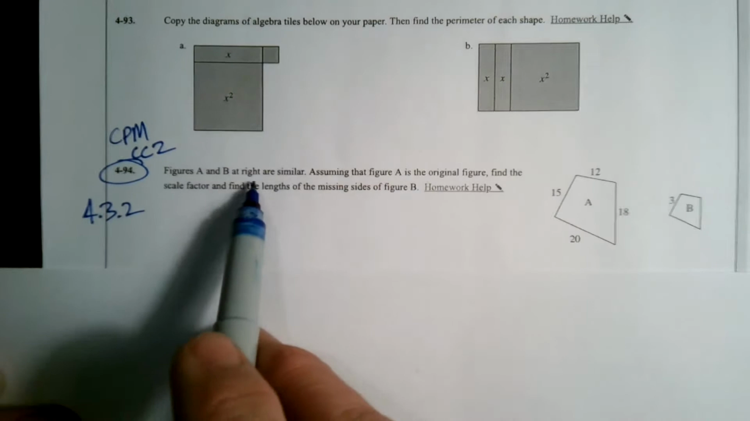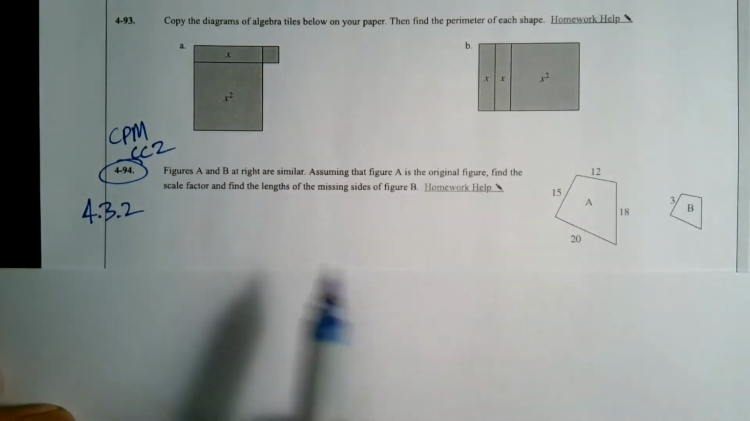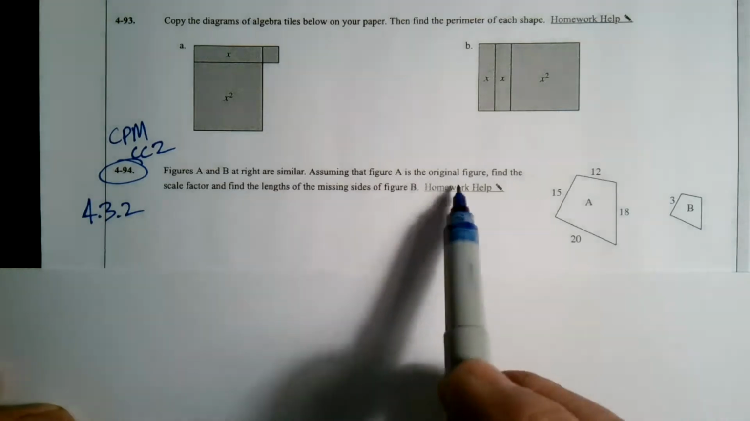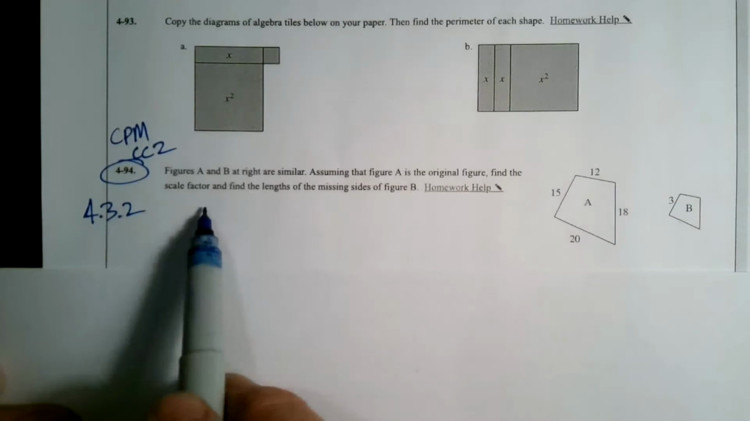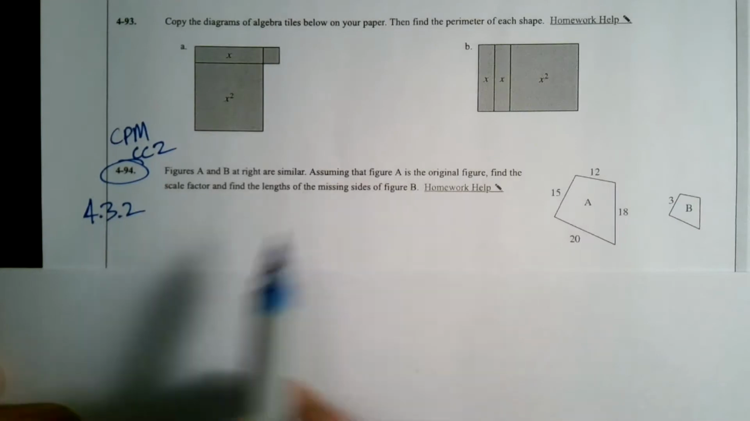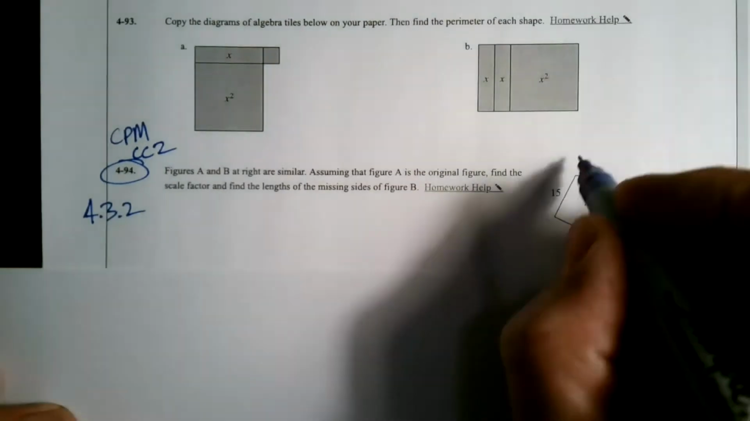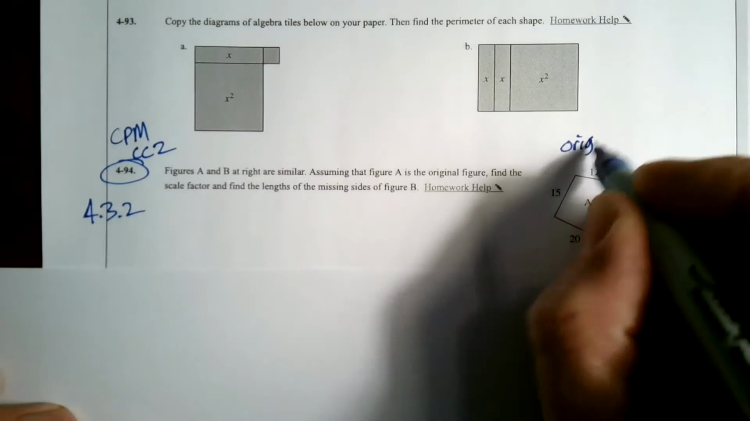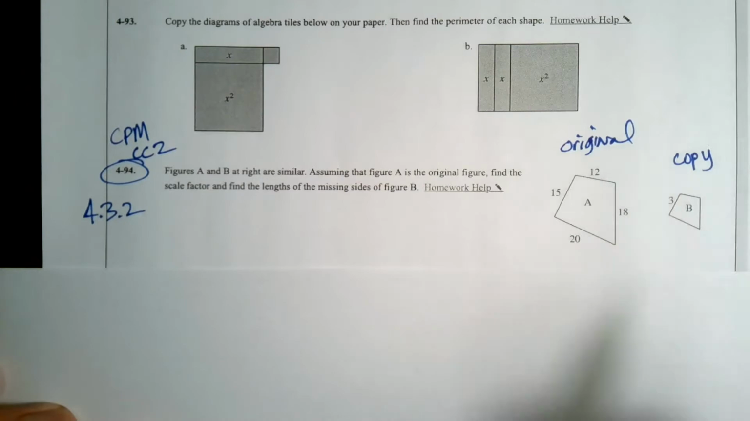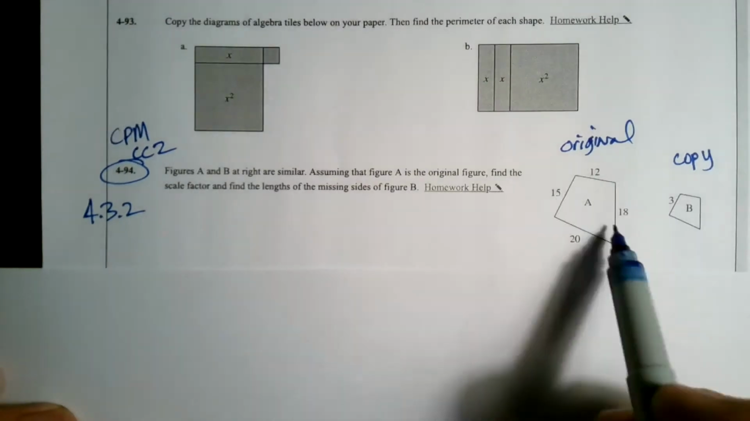Figures A and B at right are similar. Assuming that figure A is the original figure, find the scale factor and find the lengths of the missing sides of figure B. So figure A is the original, and this is the copy, right? It's the original, and that's the copy. So what is the scale factor from here to here?